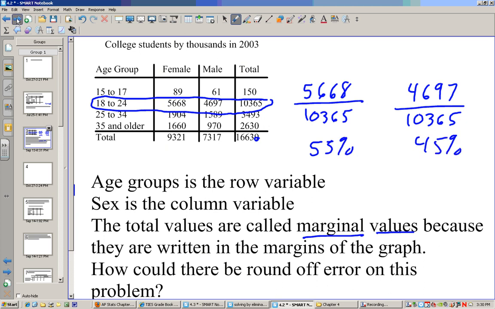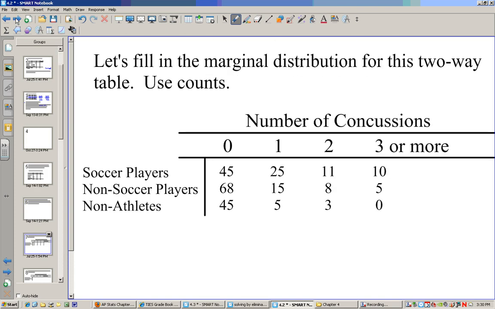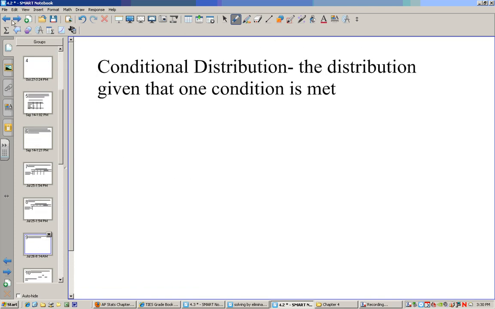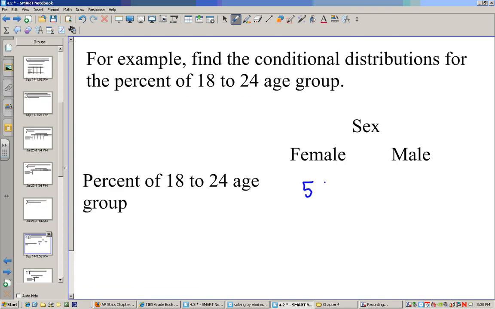So if I go back to my table, I can fill in this table by saying the females are 55% of this age group and the males are 45% of this age group. Now this is called a conditional distribution, and each one is called a conditional probability.